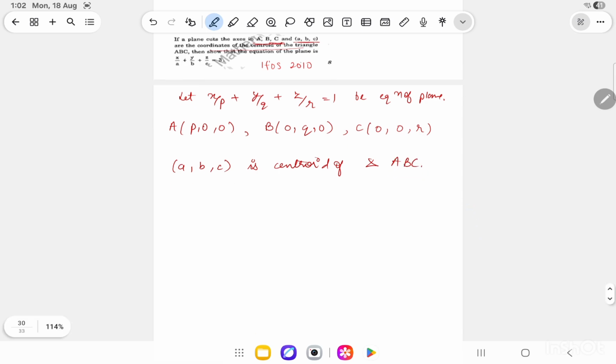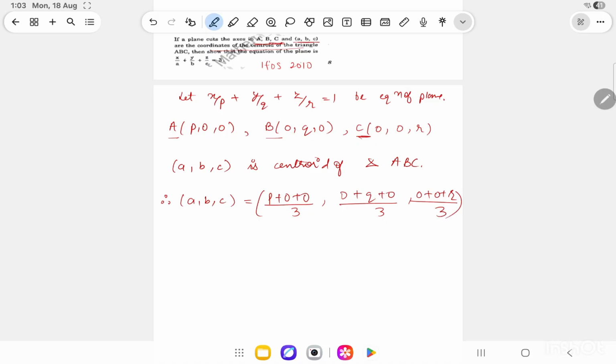So since I have the coordinates of points A, B and C, I can calculate the centroid of triangle ABC. So I'll get (a, b, c) as ((p + 0 + 0)/3, (0 + q + 0)/3, (0 + 0 + r)/3). So if I equate, I'll get (a, b, c) as (p/3, q/3, r/3).